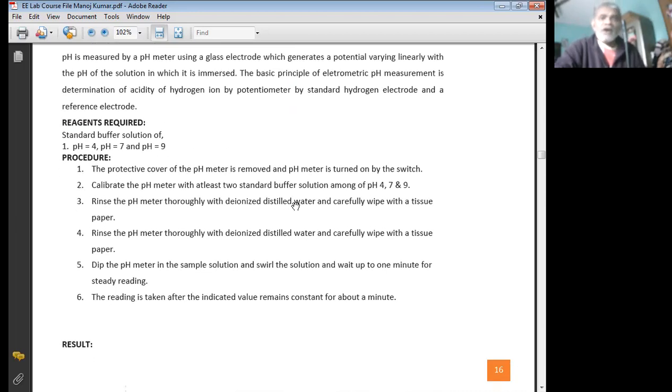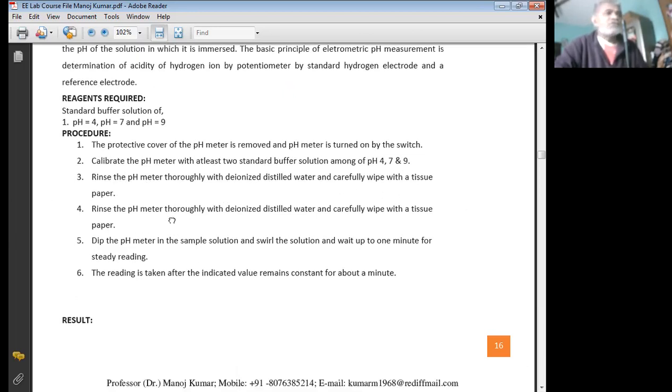This is the procedure of the experiment. The protective cover of the pH meter is removed and the pH meter is turned on by the switch. Calibrate the pH meter with at least 2 standard buffer solutions among pH 4, 7 and 9. Rinse the electrode thoroughly with deionized distilled water and carefully wipe with tissue paper.